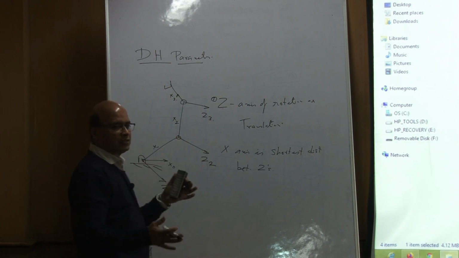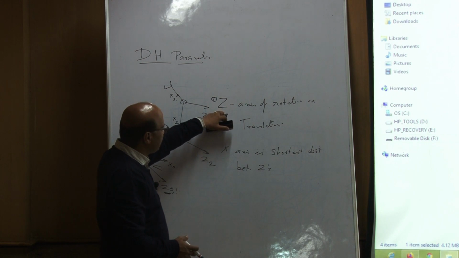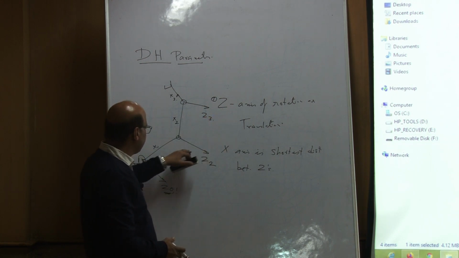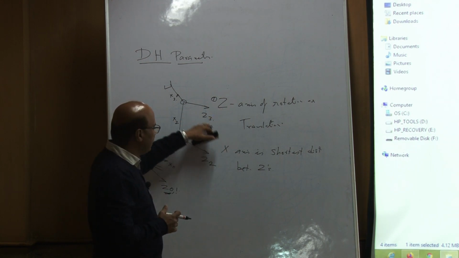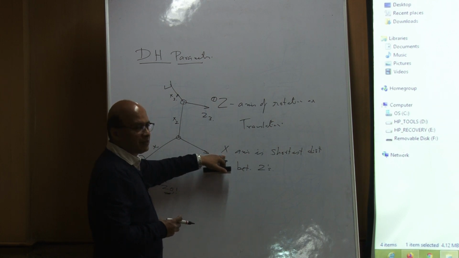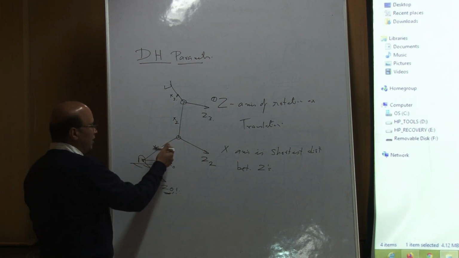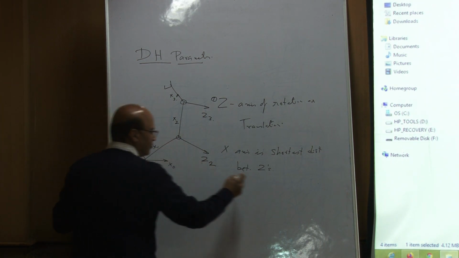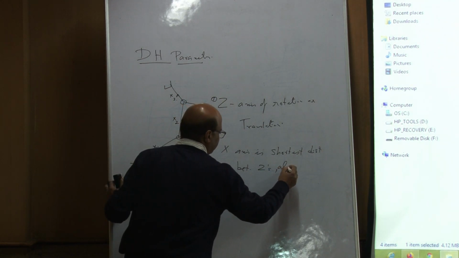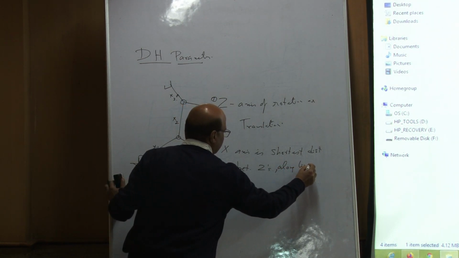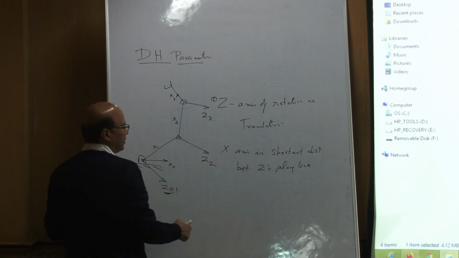So there are only 2 rules, nothing else. The first rule says the z-axis is the axis of rotation. In this case, on the rotation axes, I put my z's. Then it says the x-axis is the shortest distance between z's, so it is the perpendicular distance between z's. In this case, the perpendicular distance between these is this. So normally it is along the link only. My z-axis is the axis of rotation, and the x-axis will be along the link.